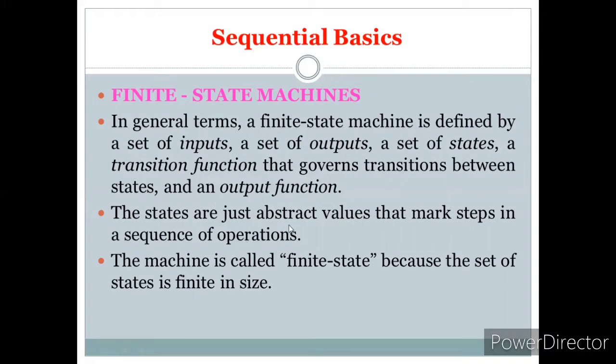The states are just abstract values that mark steps in the sequence of operation. So what is the state machine? Whatever steps were declared there are shown in a graphical representation. These machines are called finite state because they have a finite number of states. It has a fixed size, so it is called finite state. That's why it's called a finite state machine.